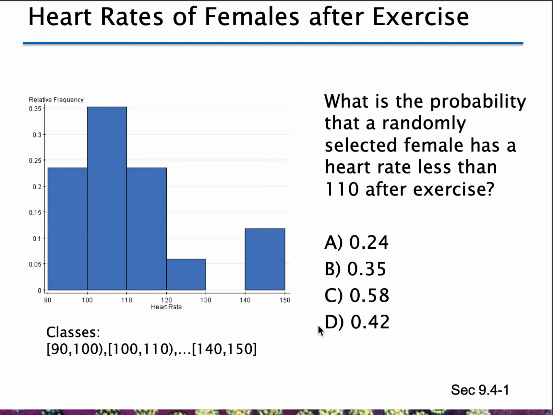So let's move on to another question. What is the probability that a randomly selected female has a heart rate less than 110? So the heart rate is less than 110, and we want to calculate the probability. Probability is the area under the curve, particularly less than this 110 milestone, so everything before that. You can cross-check whether these are density curves or not by adding these probabilities.